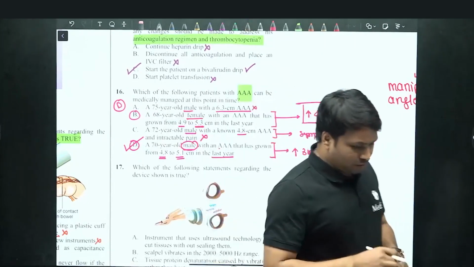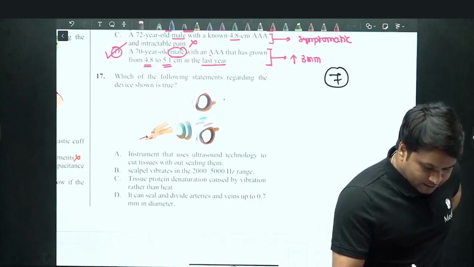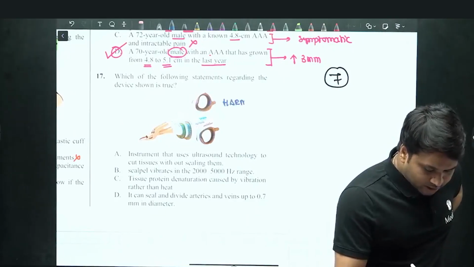Okay. Let's go. Now question number 17. What is this? This is your harmonic scalpel.